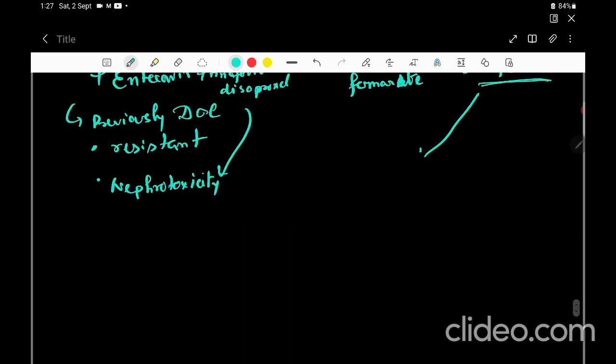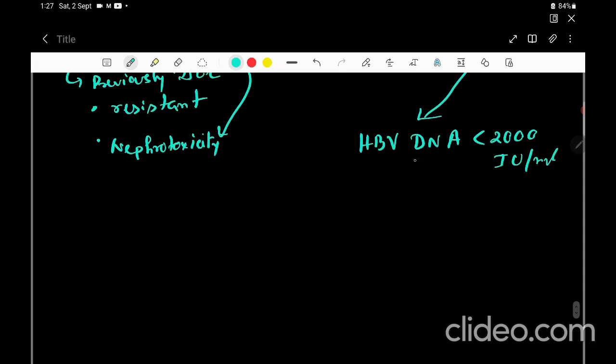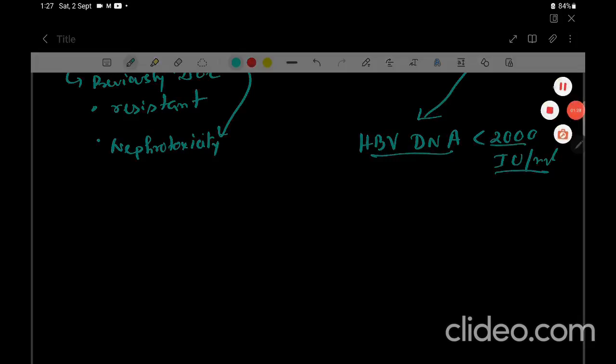Assessment of the use of this drug: after using this therapy with tenofovir alafenamide, the HBV DNA load should come down to less than 2000 international units per milliliter, as I have already said. So this is the aim of the treatment, the goal of the therapy in case of use of tenofovir alafenamide.